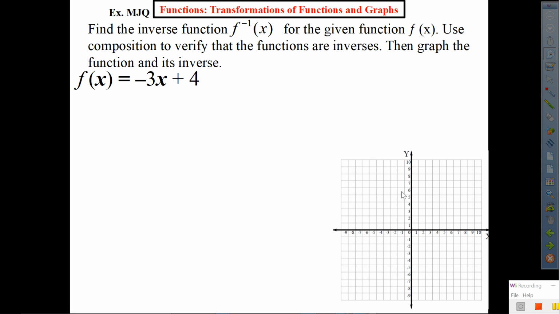So we have three things to do. We need to find the inverse of a function. Do we know how to do that? Yes, Mr. Q, we've been doing that for 2 weeks on the warm-ups. Thank you very much. You're welcome. I got you.